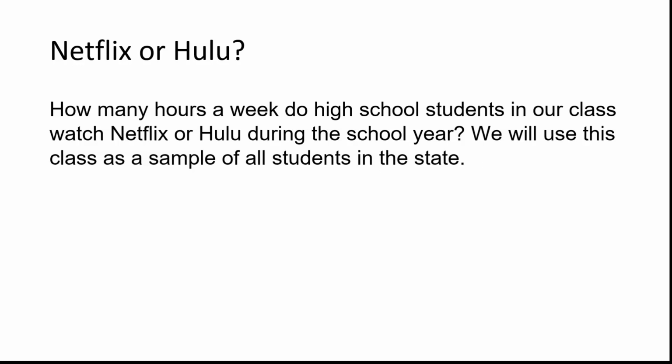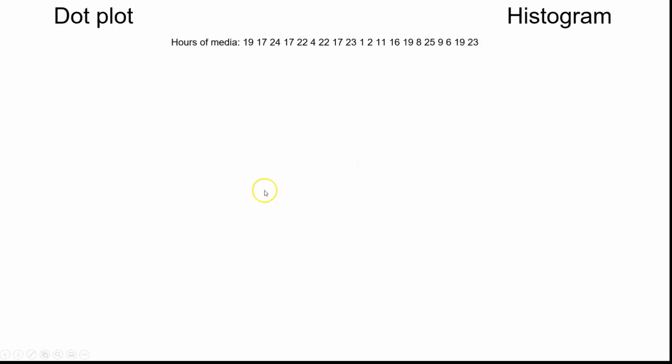If you are at home, I understand that you're not able to poll friends and do this while you are filling out your notes. So I took the liberty of creating a few sample notes for us. I polled 20 random kids, asked them for the hours of media, and these were the results that I got. I'm going to create two types of representation for this data. One is going to be a dot plot, and the other is a histogram.